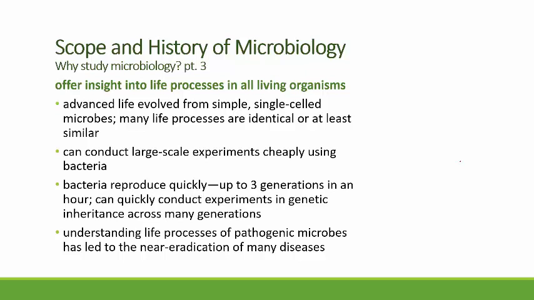And in fact, because bacteria reproduce so quickly, we can see as many as three generations in just an hour. So that means they're dividing about once every 20 minutes. It doesn't take long to get a whole bunch of generations. And so for experiments in genetic inheritance especially, it's very useful to use microbial life like bacteria.